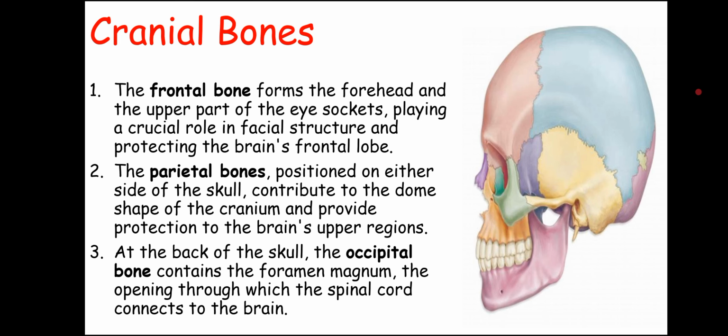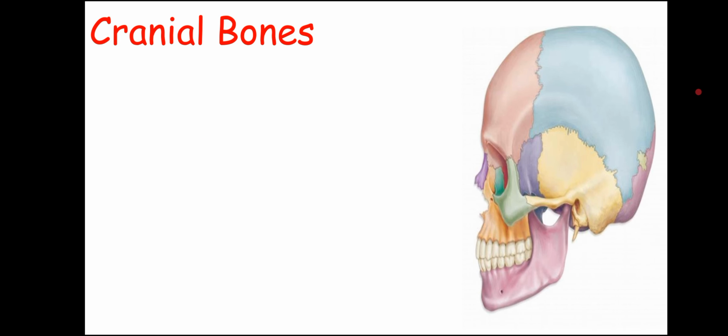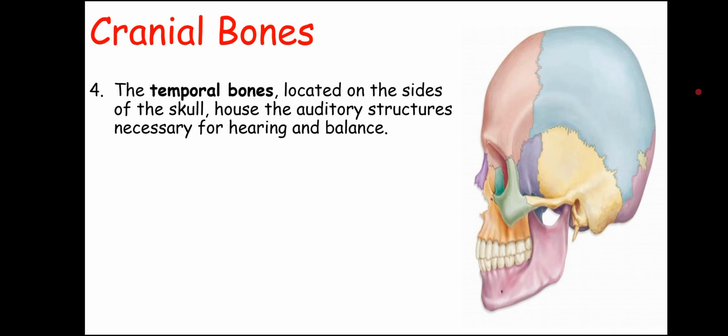Next, at the back of skull we can see the occipital bone that contains foramen magnum, the opening through which the spinal cord connects to the brain. Further talking about the cranial bones, we have temporal bone. There you can see yellow color bone at the side of skull. It houses the auditory structure necessary for hearing and balance.